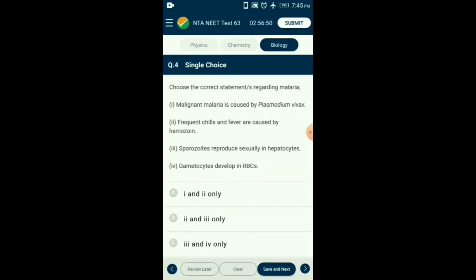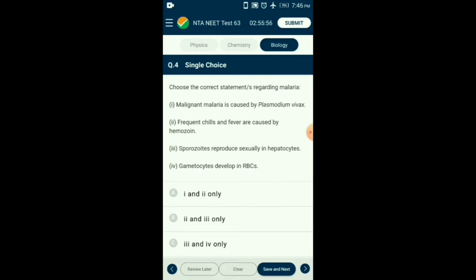Question number 4. Correct statements regarding malaria. Here 4 statements are given. Malaria is caused by the protozoan parasite Plasmodium. Human malaria is caused by 4 different species of Plasmodium: Plasmodium falciparum, Plasmodium malariae, Plasmodium ovale and Plasmodium vivax. Plasmodium falciparum is a unicellular protozoan parasite of humans and the deadliest species that causes malignant malaria. Hemozoin is a disposal product formed from the digestion of blood by Plasmodium that brings about chills.